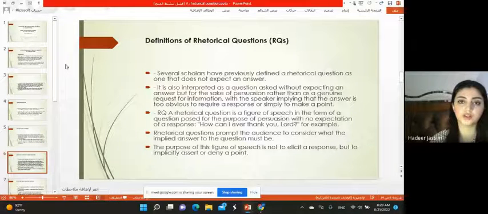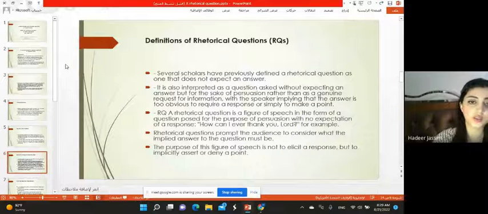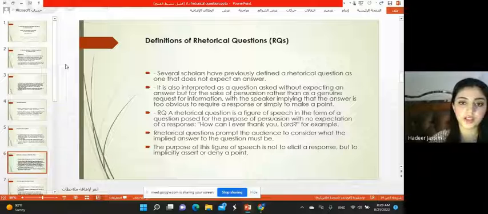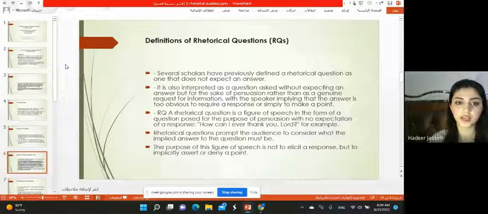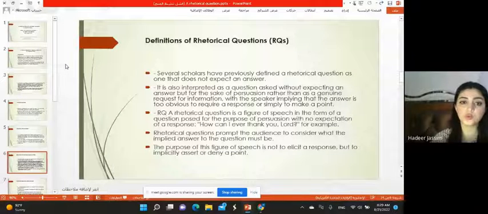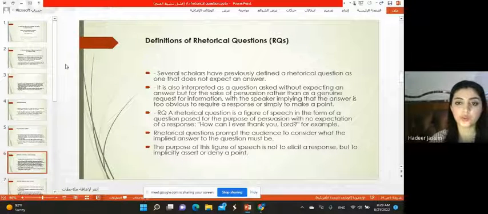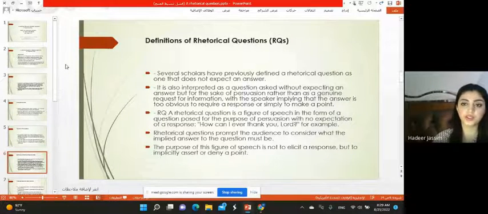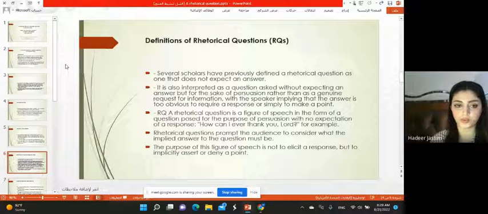Definition of rhetorical questions. What's a rhetorical question? Several scholars have previously defined a rhetorical question as one that does not expect an answer. It is also interpreted as a question asked without expecting an answer, but for the sake of persuasion rather than a genuine request for information, with the speaker implying that the answer is too obvious to require a response, or simply to make a point.